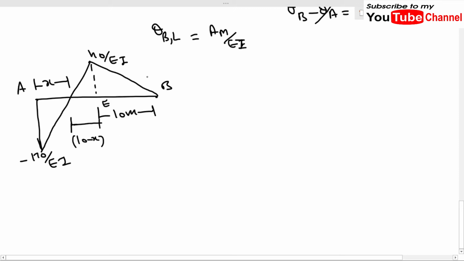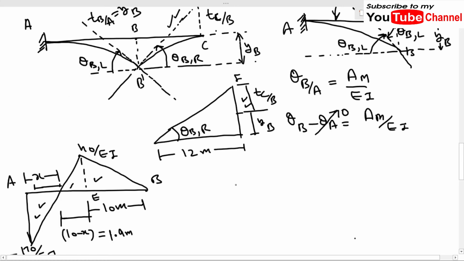First of all we have to find this x, because for finding this area we need the area of this triangle and the area of this triangle. For finding this x we will use the similar triangle property. From similar triangles we can write 170 upon x is equal to 40 upon 10 minus x. From here we get the value of x as 8.09 meters.